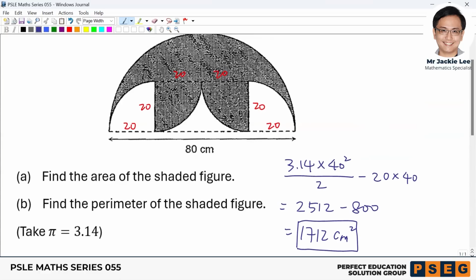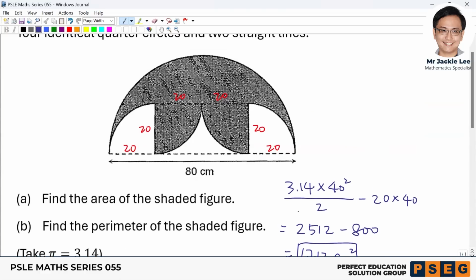Okay, come to part B, the perimeter. Perimeter, I think this big piece. Okay, and then now these four quarter circles, right? If you happen to combine them together, actually they form back a full circle. Am I right? Then leaving behind only these two sides of the rectangle. All right. Okay. So let's settle this now.